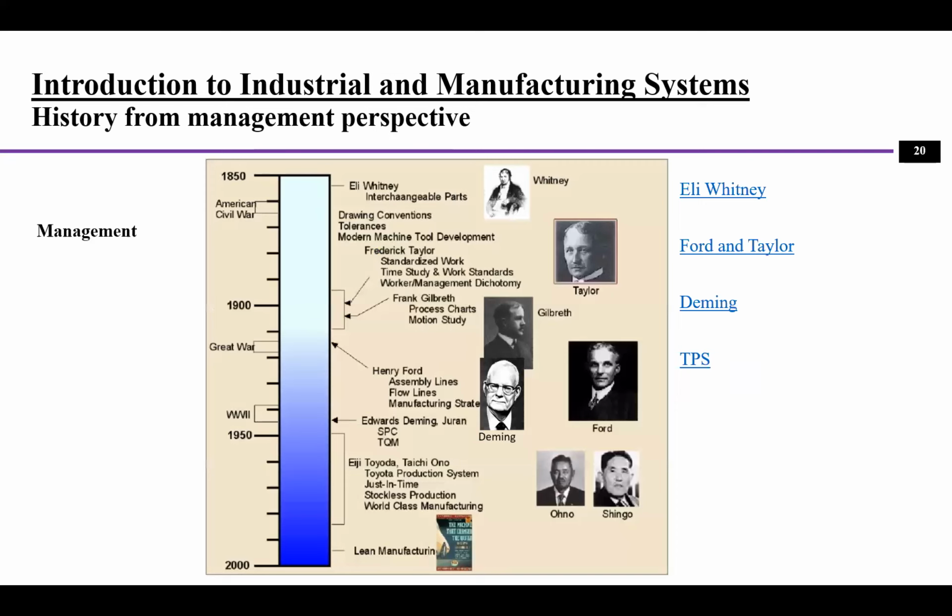And then from the management perspective, we can also look at it in different stages. For example, at the very beginning, Eli Whitney. Whitney is famous for inventing the cotton gin, but he also had a very good invention, interchangeable parts, for guns. Using interchangeable parts means that you can produce a lot of different parts, and when something fails, you just need to replace one part instead of remaking the product again. So it significantly improved the efficiency of making products.